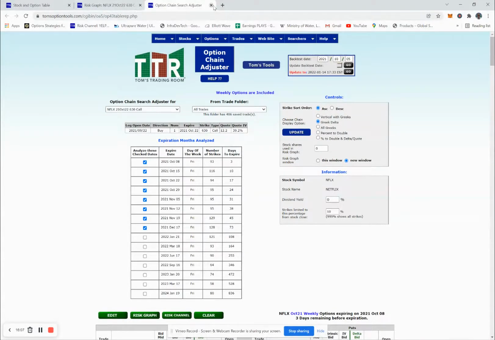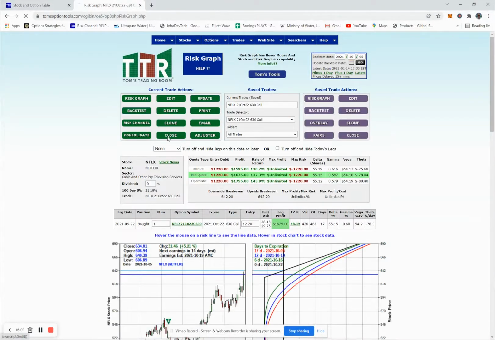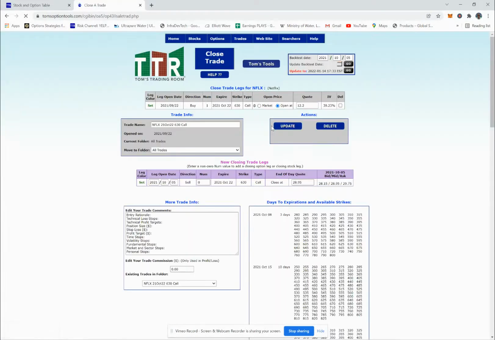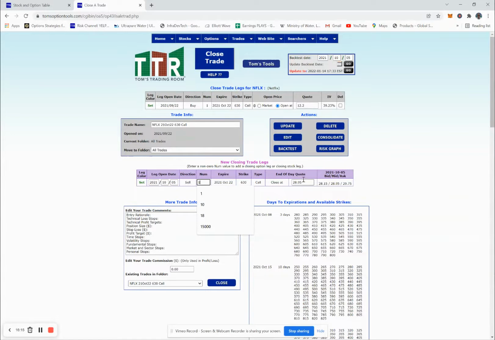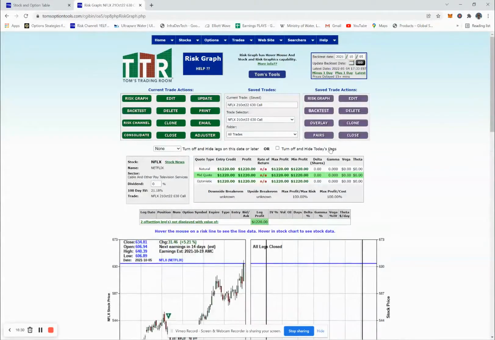Sorry, it's not that one. It is this one. It's close. So my order got filled on this. Sell one, and I got 24.40. Okay, so this is a successful trade using a bull pullback strategy. Okay, and then you can see that my trade is closed, and I made $1,220. Okay, so that's an example of a bull pullback.